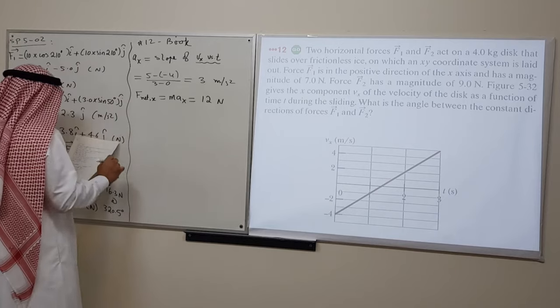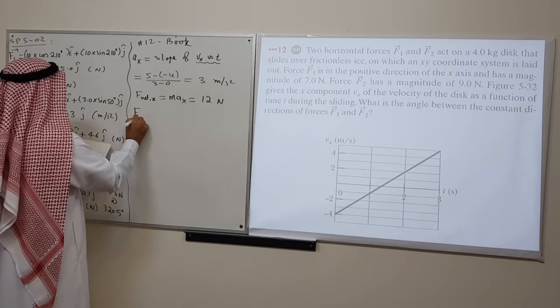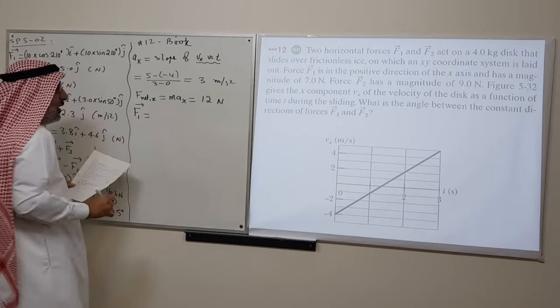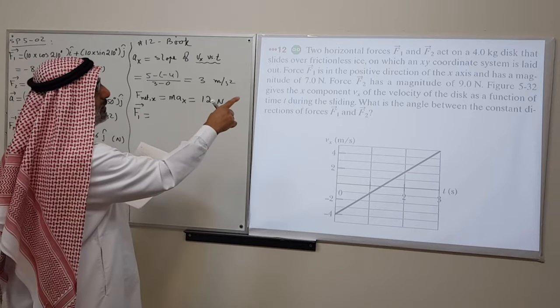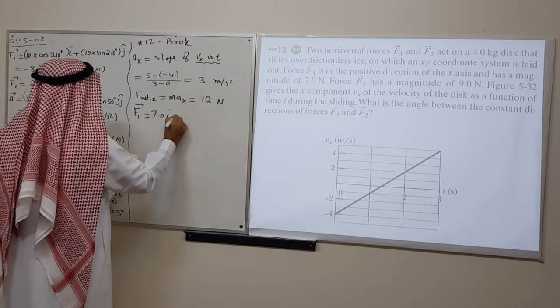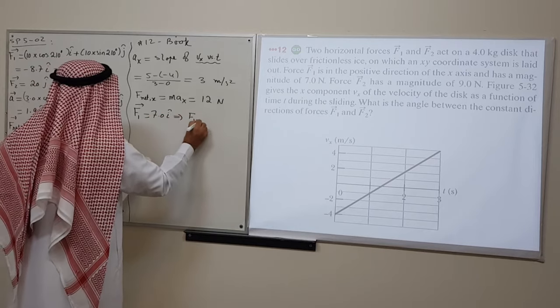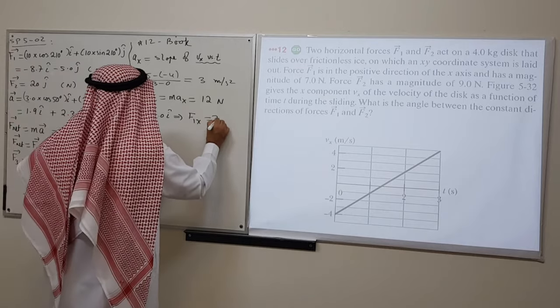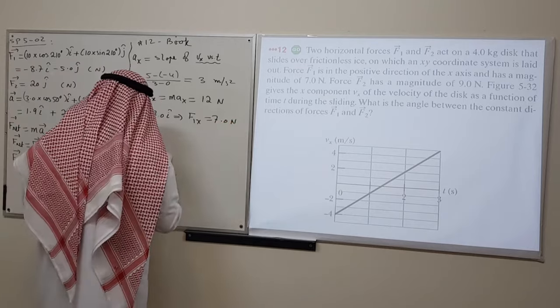What is F1? Let's first write it as a vector. F1 is equal to, how much is it? 7 newtons. So this is 7i. And therefore, F1x, the x component of F1, is F1 itself, 7 newtons.